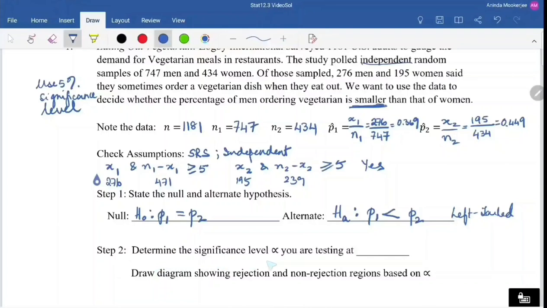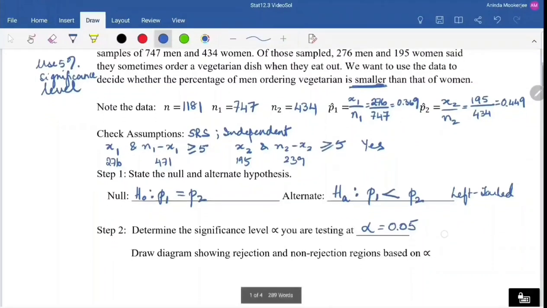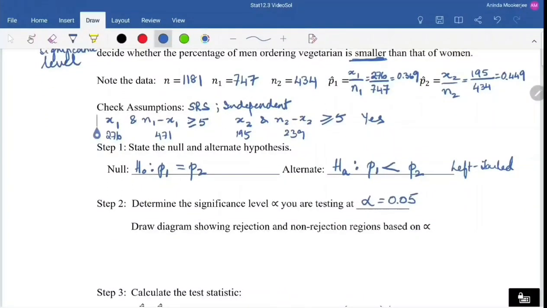Step 2 is to determine the significance level. We have decided to use the 5% significance level, so we are going to write it as alpha equals 0.05. Again, alpha is a decimal value between 0 and 1. It represents area under the curve, so it has to be written in decimal form and not as 5%. Alpha is not 5%. The significance level is 5%.